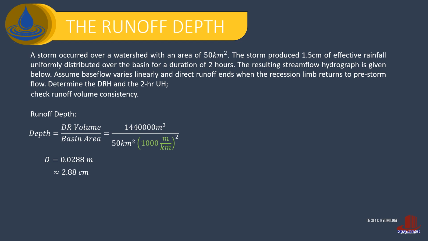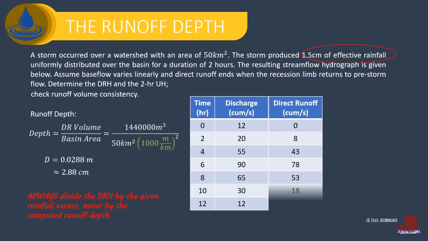However, if we review the premise, it is also stated that effective rainfall is 1.5 centimeters. So which shall we use to determine the unit hydrograph? Let's make it clear that runoff depth is the totality, including losses due to evapotranspiration and others. So since the premise provides the effective rainfall, we use it to compute for the unit hydrograph.